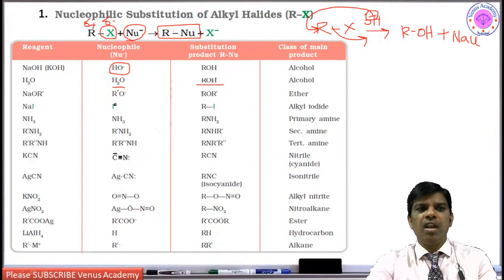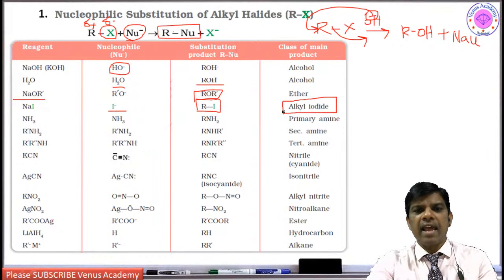For example, tertiary butyl halide reacting with water in the presence of dilute acid undergoes catalyzed hydrolysis to give alcohol. If I use a strong base like sodium methoxide, it gives ethers. If I react alkyl halides with sodium iodide, it is the Finkelstein exchange reaction, which gives alkyl iodide. With ammonia, it gives primary amine. So it is one of the ways to prepare primary amines from alkyl halides. If it is already a primary amine, it gives secondary amine, and tertiary amine if it is secondary.